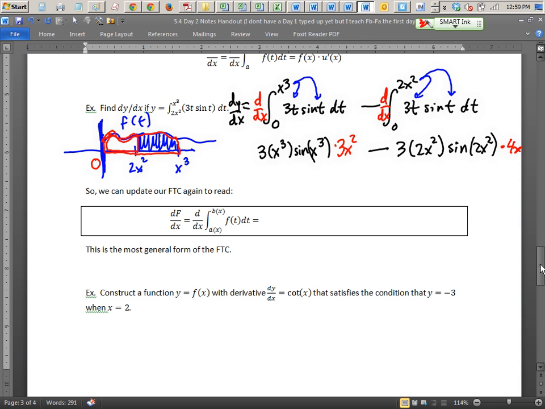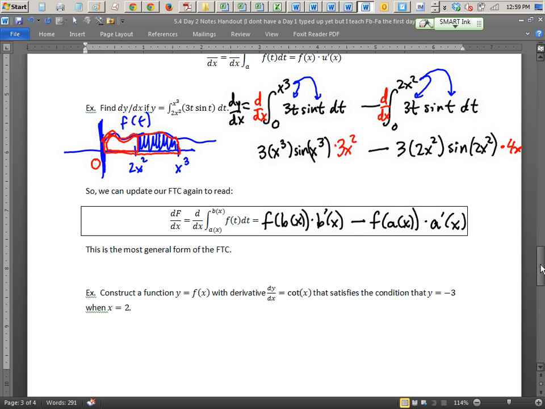In other words, we just saw that we can actually make our FTC even more updated, even better and improved by following this basic pattern. Anytime you're taking the derivative of an integral and there's two functions here and here, you can find it by doing f of b of x times b prime of x minus f of a of x times a prime of x. This is like the most general form of the FTC rule. So if you memorize this one, you're good to go.